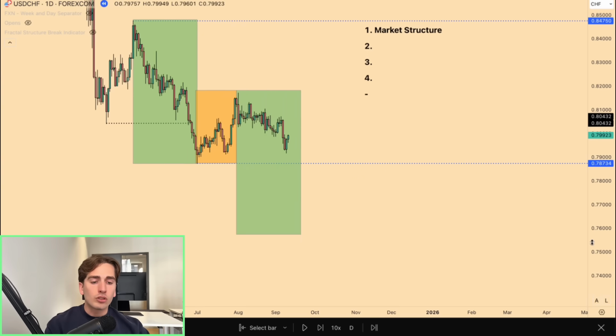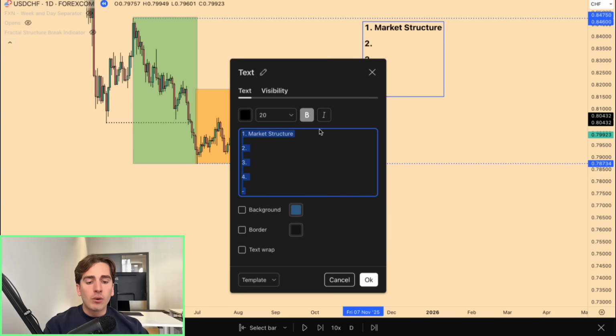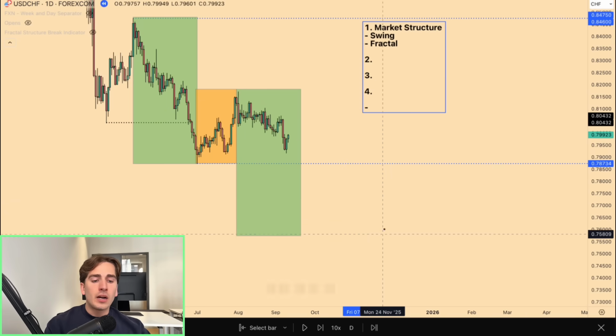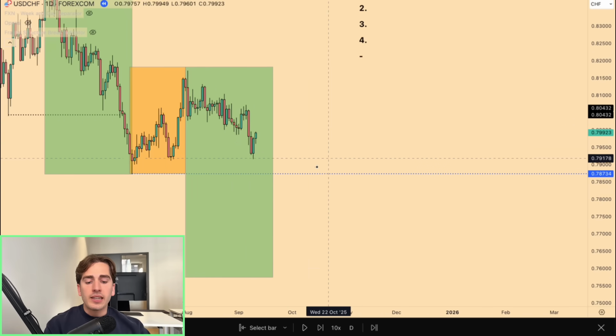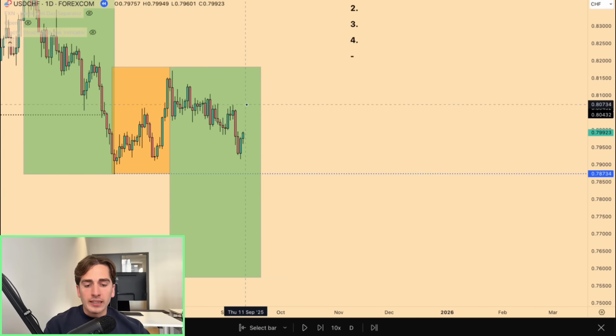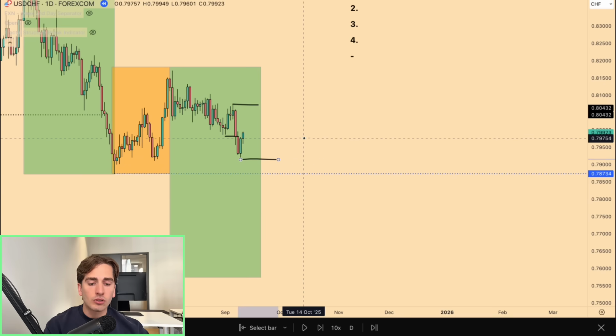We understand that the overall swing structure is bearish. However, within market structure, there are two forms of structure. Number one is the swing, which we just discussed, and number two is the fractal structure. With fractal structure, we look at the individual candlesticks. For example, here where we get a break of structure in towards the downside, this is the swing high, and this is then the overall swing low.